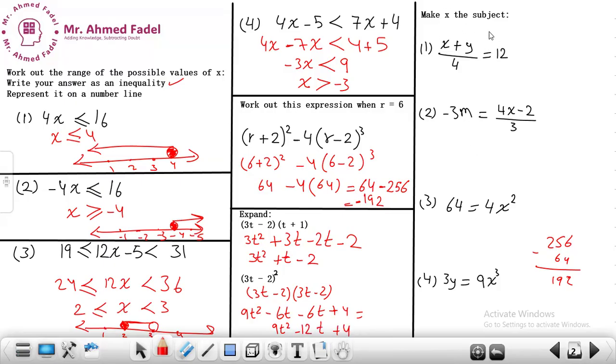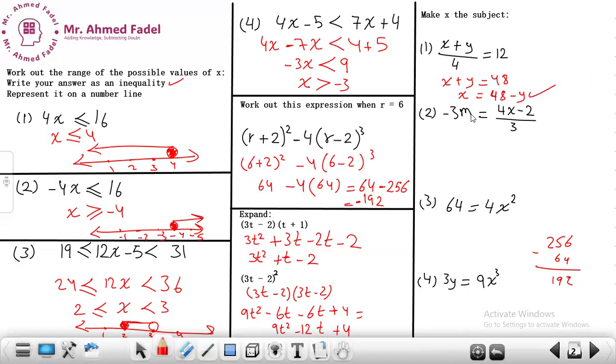Next, make x the subject. Okay, mister, the last thing that happened to x is divided by 4. Send it there, multiply by 4. So x plus y equals 48. I sent the division there, multiplication. So x equals 48 minus y.